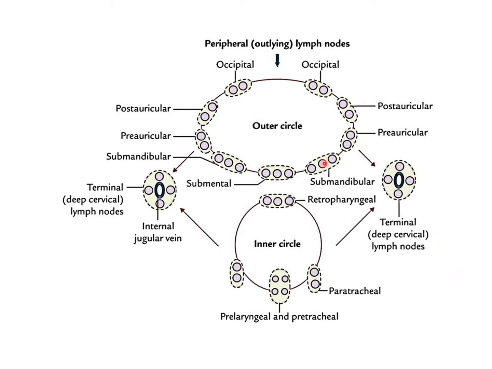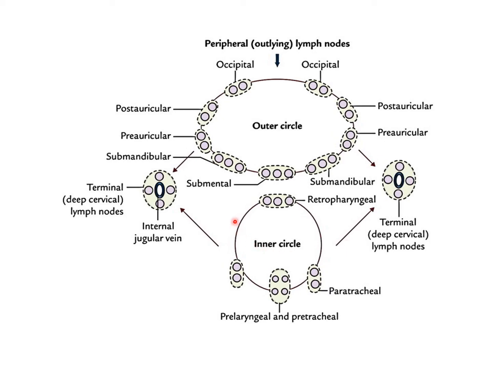So in this figure, we can appreciate both the outer circle and the inner circle. We have already seen the lymph nodes which are present in the outer circle: the submental, the submandibular, the preauricular, the postauricular, the occipital, and we have just seen the inner circle lymph nodes: the prelaryngeal, pretracheal, paratracheal and the retropharyngeal. Ultimately both the circles drain into the deep cervical group of lymph nodes.